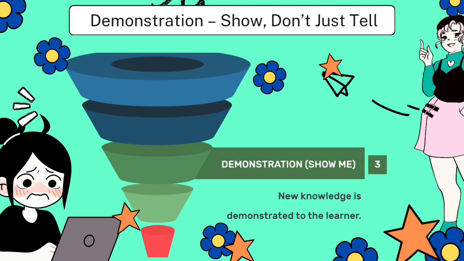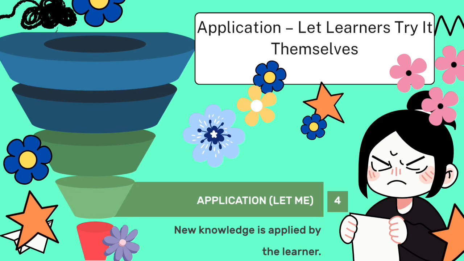The next principle is application. Learning is enhanced when learners apply new knowledge in real-world contexts. Effective practice should align with learning outcomes, starting with guided support and gradually encouraging independence. Providing multiple opportunities to apply knowledge in various situations helps reinforce and consolidate learning.